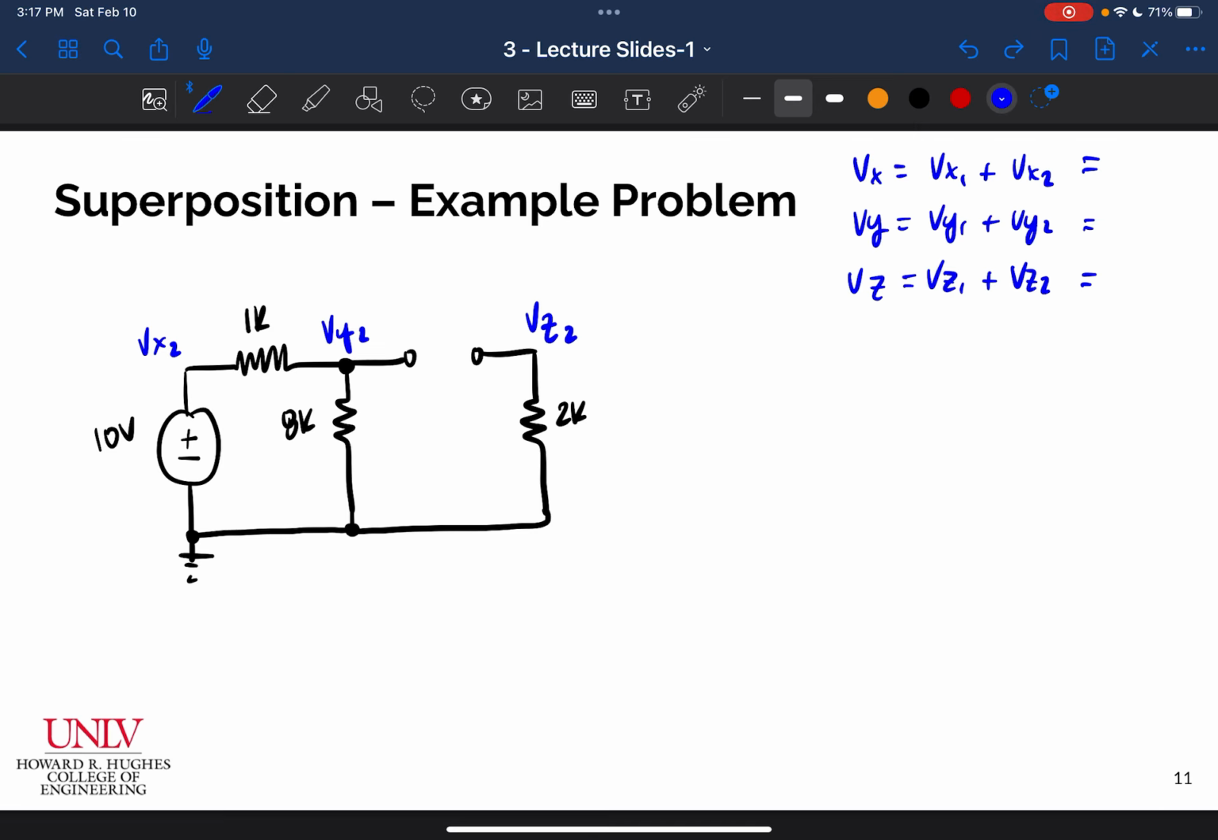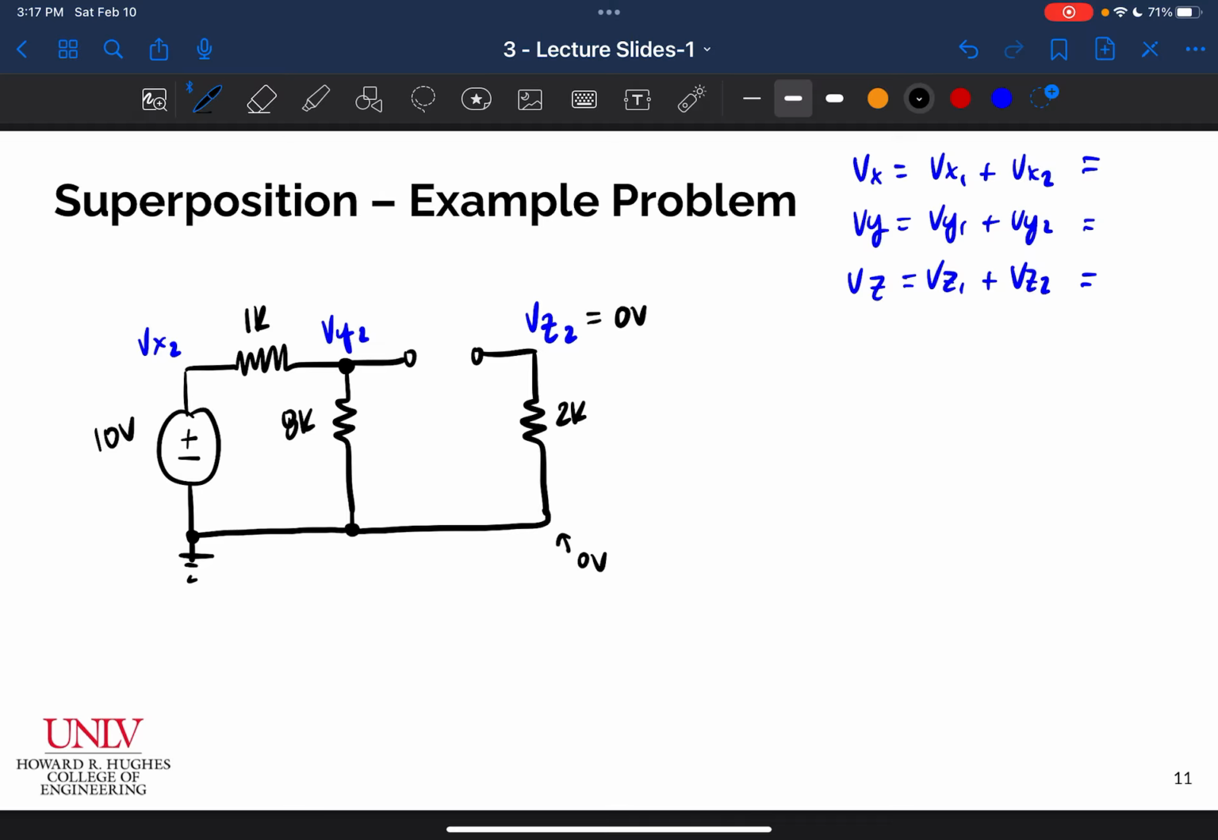Let's start by looking at VZ2. This is an interesting concept here, but it's pretty straightforward once you understand what's going on. In order for a current to flow, it needs a loop. There's a loop here, but there's an open circuit, so no current can flow into this branch of the circuit, which basically means no current can flow out of that branch as well. So the 2K resistor is going to have no current through it. Well, if that's the case, and I know that this side is at 0 volts because it's connected to ground, that means VZ2 is also going to be equal to 0 volts.